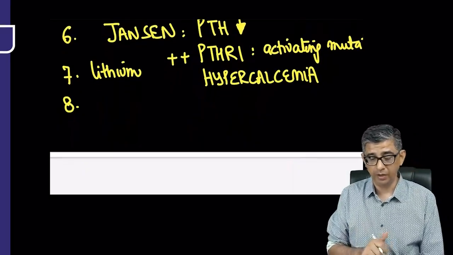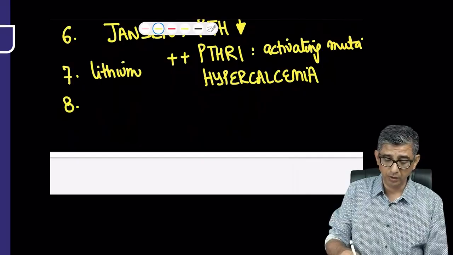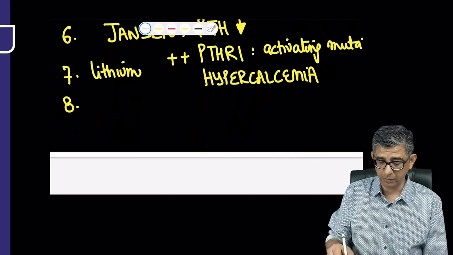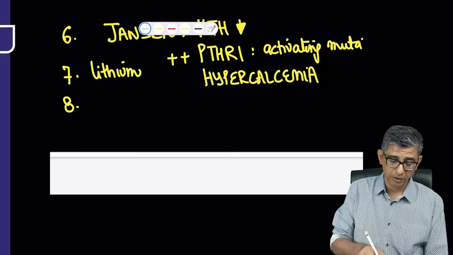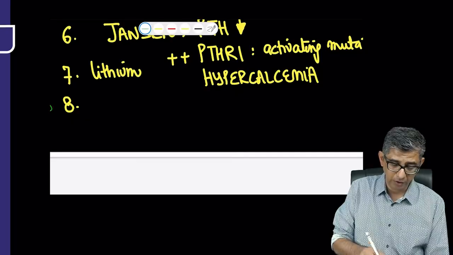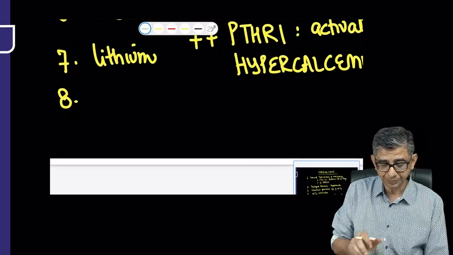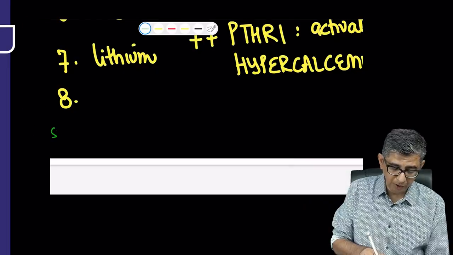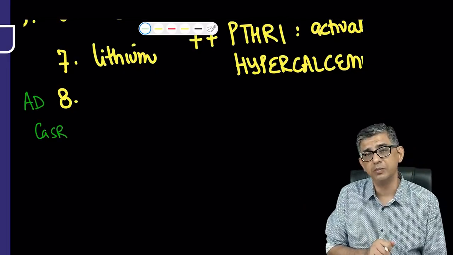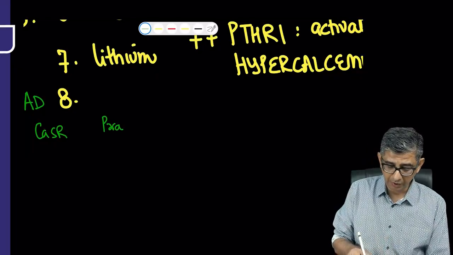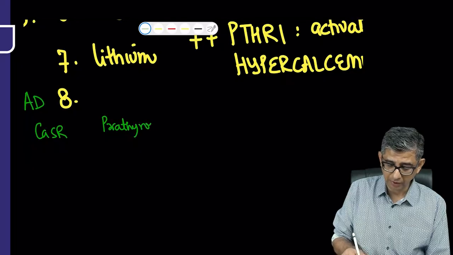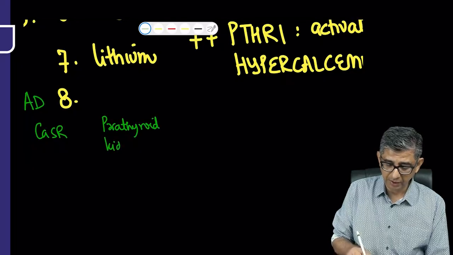And for the eighth point, I want you to listen with more care. Obviously you're listening to me with care, but I want you to listen with even more care than what you're doing at the moment. The condition that I'm telling you about is again autosomal dominant. The problem here is with respect to CASR, the calcium sensing receptor. This calcium sensing receptor is located in two areas. One is the parathyroid and the second is the kidney.